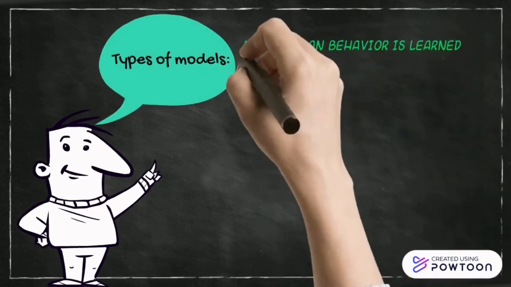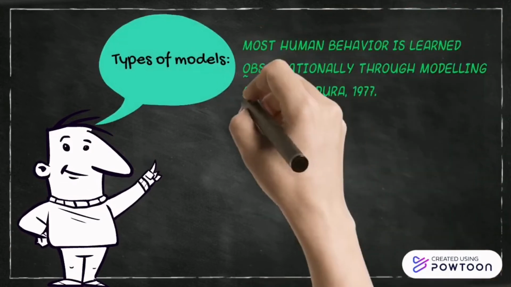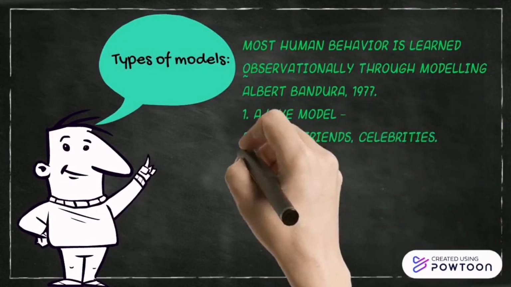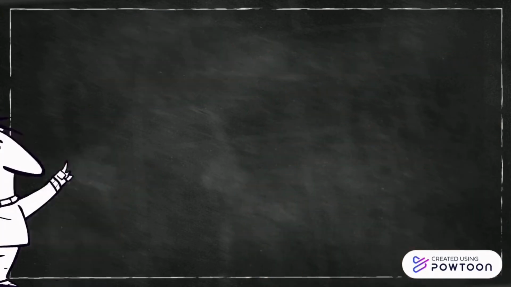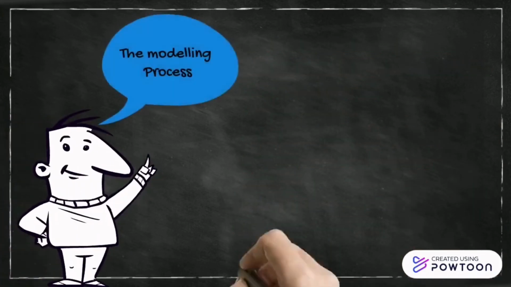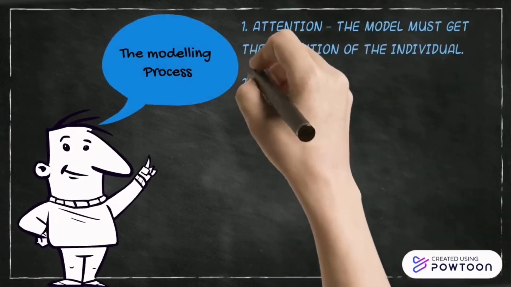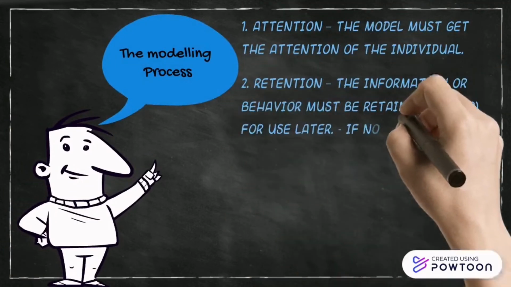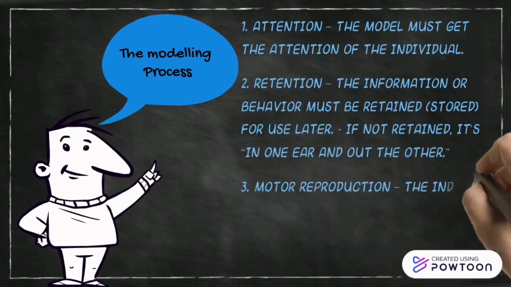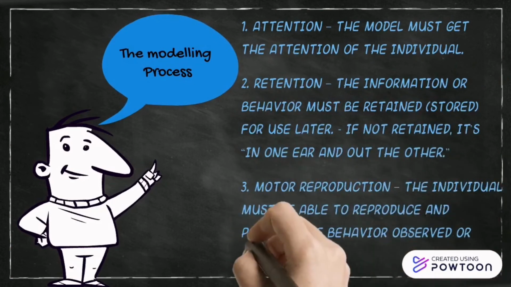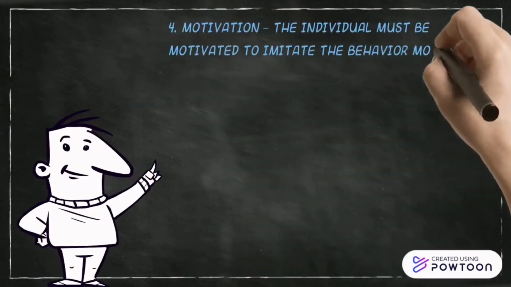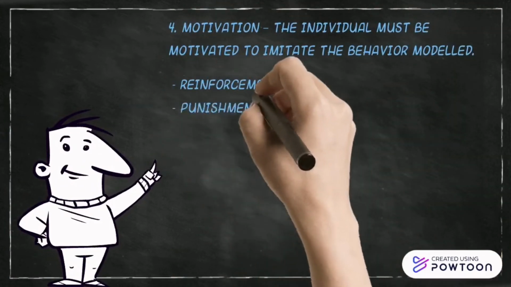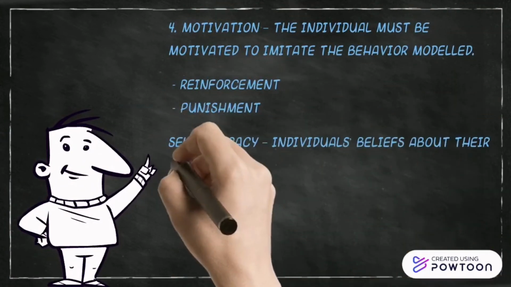There are three types of models: a live model, such as parents, friends, and celebrities; a verbal instruction model, such as a teacher; and a symbolic model, such as a fictional character. There are four stages in the modeling process: attention, the model must get the attention of the individual; retention, the information or behavior must be retained, stored, for use later. If not retained, it's in one ear and out the other; motor reproduction, the individual must be able to reproduce and perform the behavior observed or modeled; and motivation, the individual must be motivated to imitate the behavior modeled.